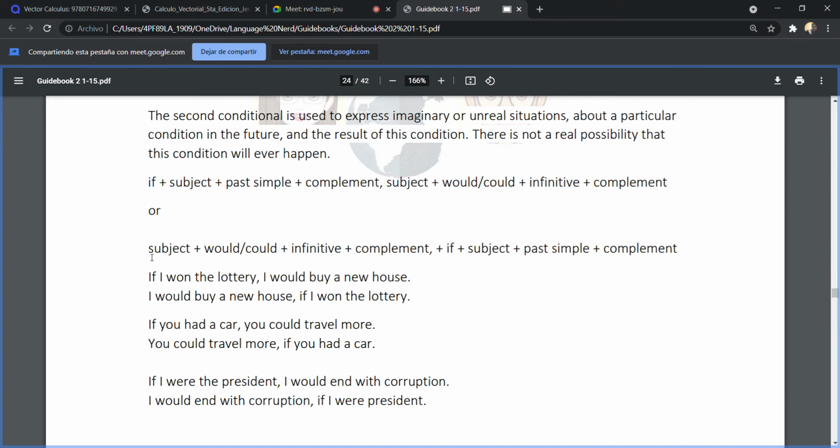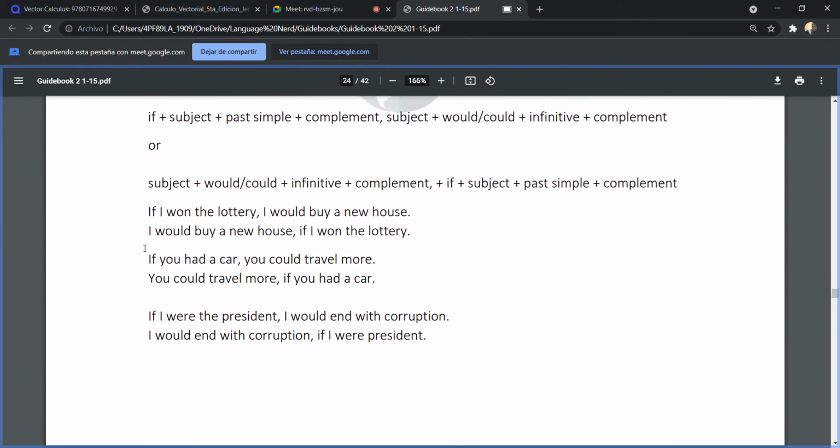Okay, then you can say it the other way around. También lo pueden decir como al revés, ¿no? Like for example, I could buy a new house if I had $1 million. Okay, so we have some examples here. Like for example, if I won the lottery, I would buy a new house. I would buy a new house if I won the lottery.